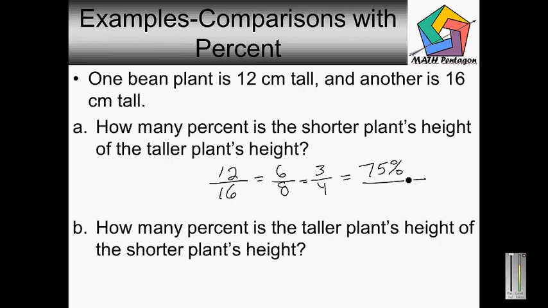So 75%. Now the next one is how many percent is the taller plant's height of the shorter plant's height. So first we put the taller one now, which is 16, over the 12, which is the shorter. So you do the same thing. So 4 goes into 16 4 times and 4 goes into 12 3 times. So we have 4/3. So what you basically do is 4 divided by 3, and you multiply that answer by 100 to get your percentage, which you would eventually get is 133.3% as your final answer.